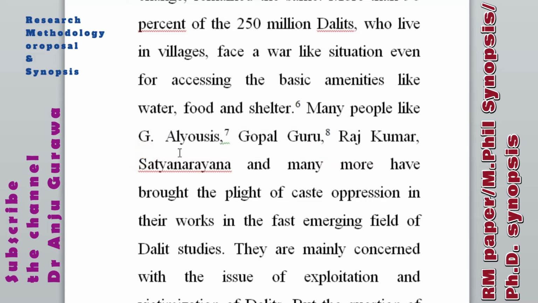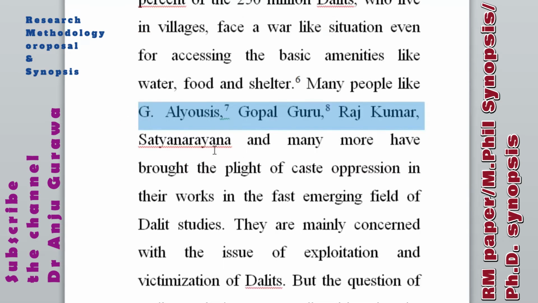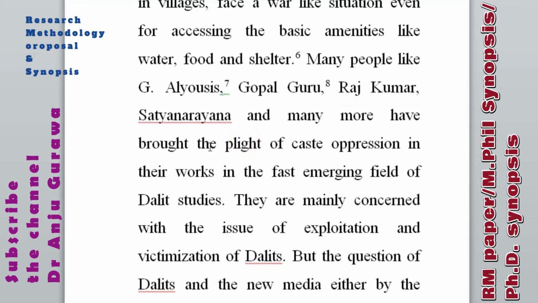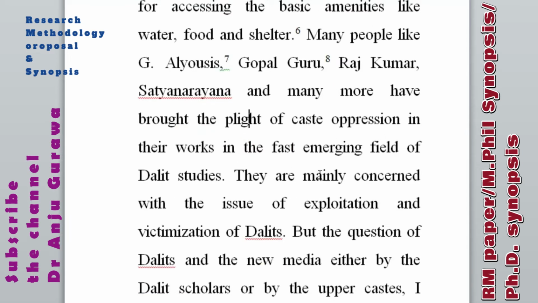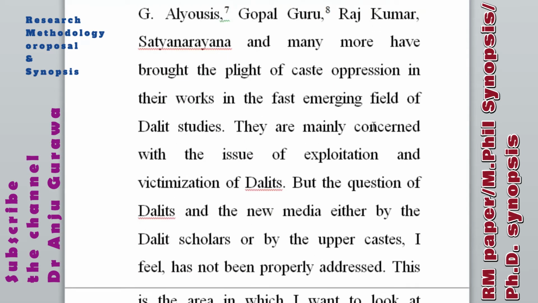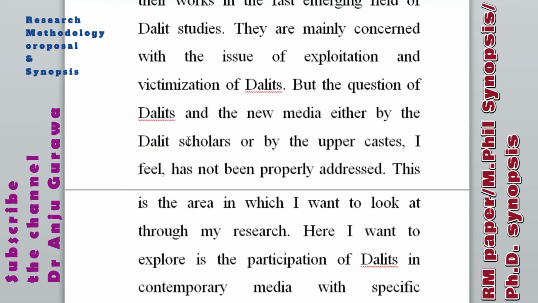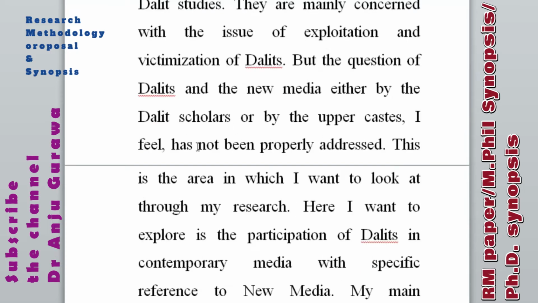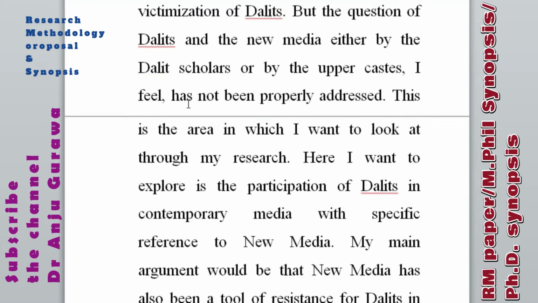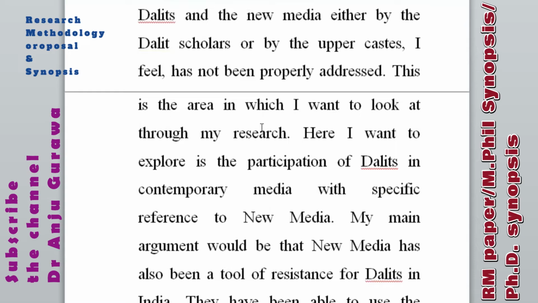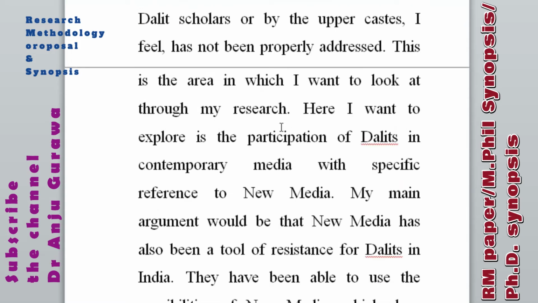More than 90% of the 250 million Dalits who live in villages face a war-like situation for accessing basic amenities like water, food, shelter. Many people like G. Aloysius, Gopal Guru, Rajkumar, these are the professors, okay, they have done exclusive work on the caste system. Professor Rajkumar is in the Department of English, Delhi University, and Satyanarayan and many more have brought the plight of caste oppression in their works in the fast emerging field of Dalit studies. They are mainly concerned with the issues of exploitation and victimization of Dalits.